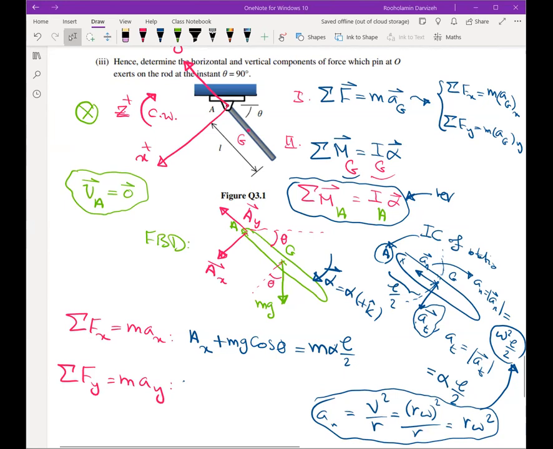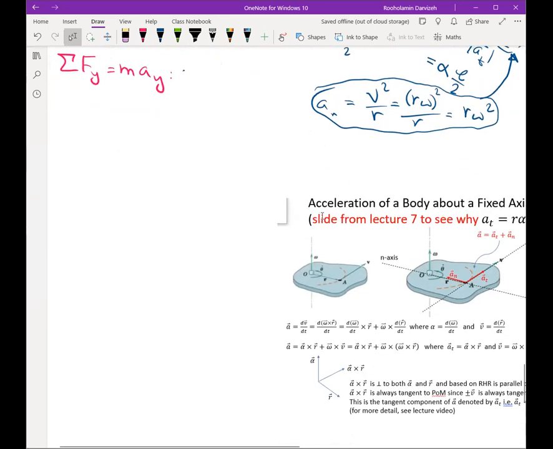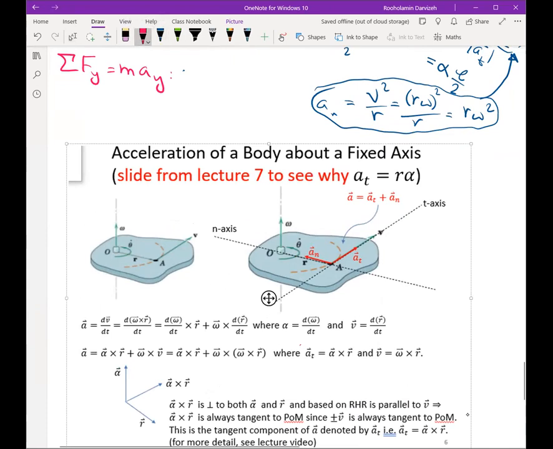If you don't want to go through the proof, that's fine, but you need to be able to use the final relationships. This is alpha R. In 2D, this is only true for planar motion. Everything in this course is plane motion, or planar. Next year, you will deal with 3D. That's why I always emphasize this is true for 2D.